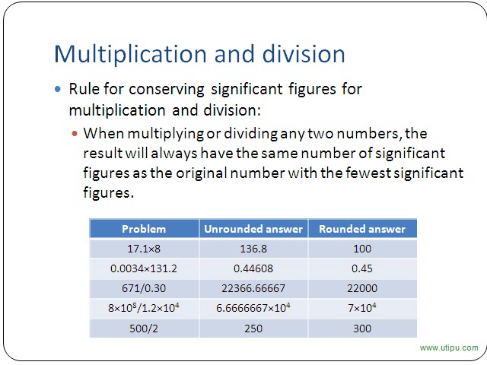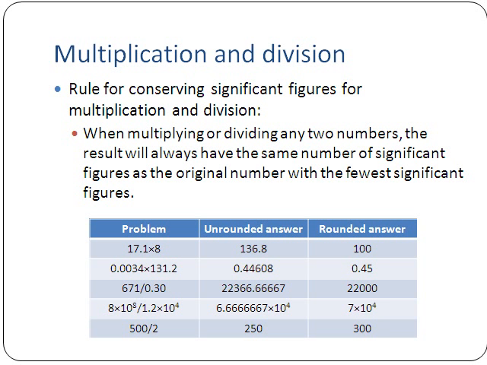As it says on screen, when multiplying or dividing any two numbers, the result will always have the same number of significant figures as the original number with the fewest significant figures. So if I am multiplying two numbers, one which has two significant figures, the other which has three significant figures, then the answer will have two significant figures, because of the two, the one that had the fewest was the one that had two. So we have some various problems with their unrounded and rounded answers at the bottom.